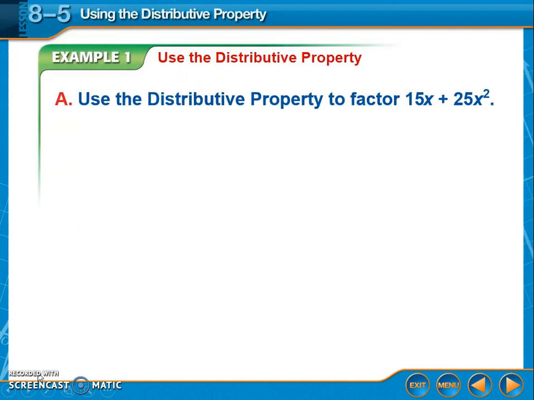Okay, so the idea behind this is doing the reverse of the distributive property. So instead of taking a factor and distributing it through something like this and saying this is the same thing as 5x plus 15, we're taking something like this and going to that. So in order to do that, I want to look for common terms to all of the terms in a polynomial.